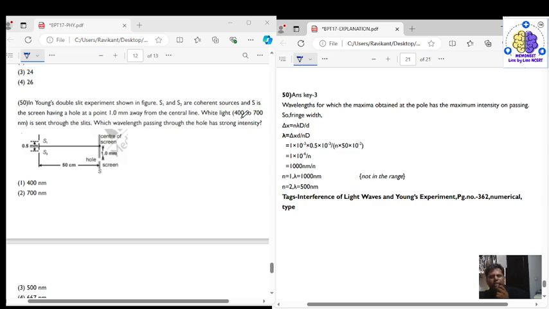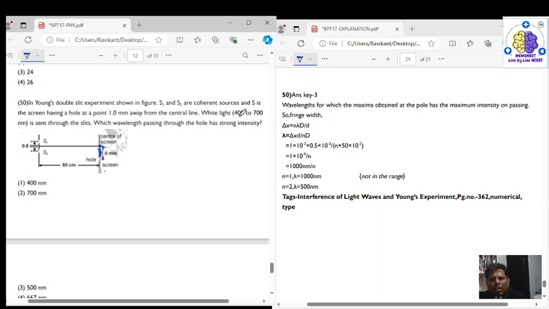So in the question they say that in Young's double slit experiment shown in the figure, S1 and S2 are coherent sources and S is the screen having a hole. This screen S is having a hole here, right? The screen is having a hole at a point 1 millimeter from the central line. From this central line, this distance is equal to 1 millimeter, right? This distance is equal to 1 millimeter.